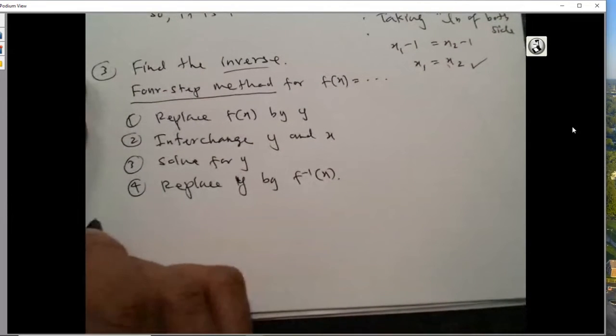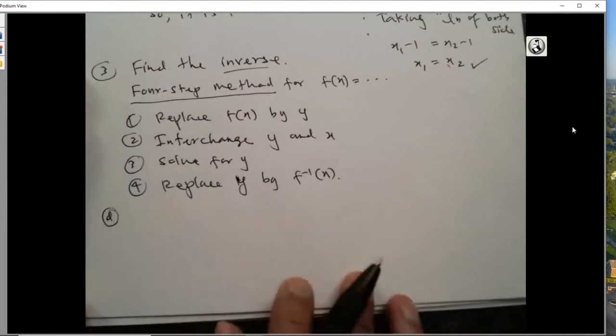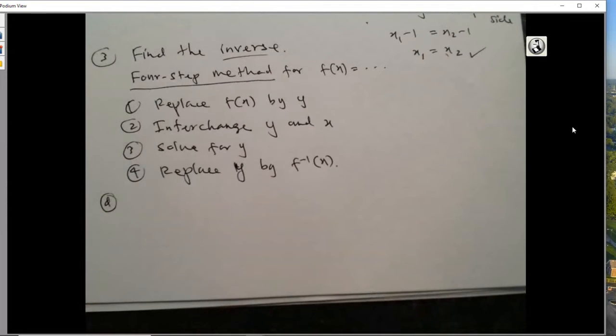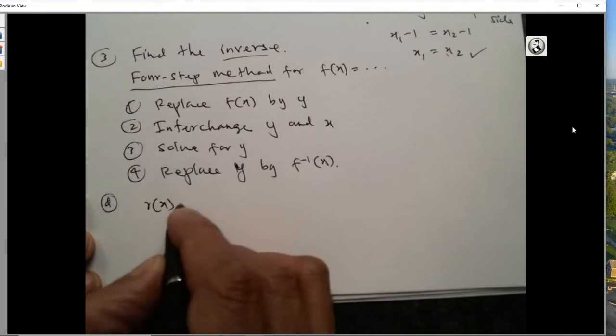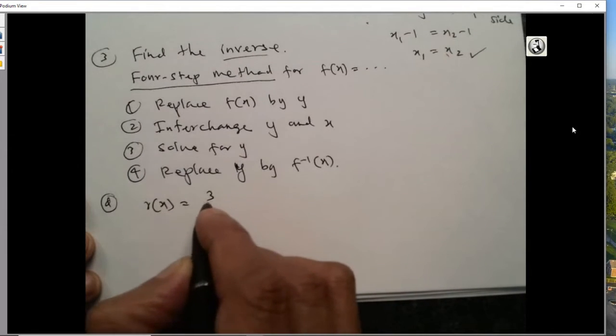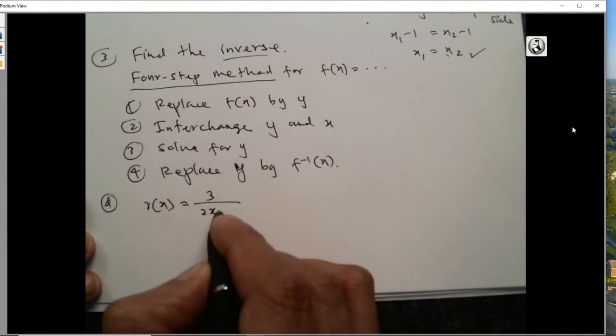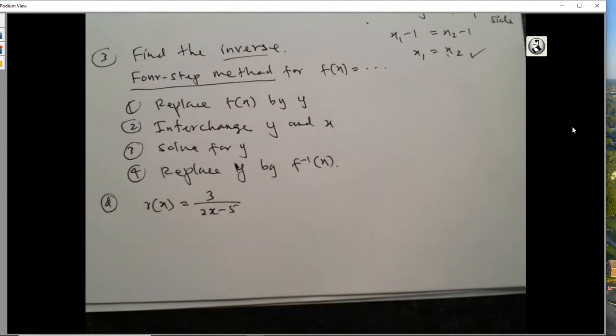I'm going to do just one of them. Let's do part D. That's what I did for the other classes. I'm trying to do the same thing for all the classes, so it's fair for everyone. So D is r(x) equals 3 over 2x minus 5. We're asked to find the inverse of this function.